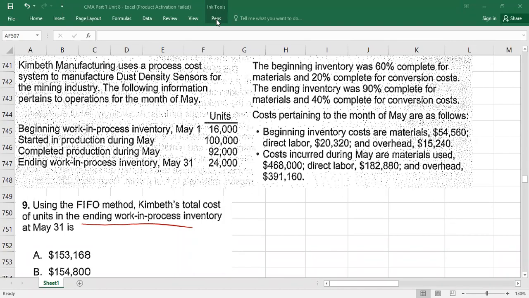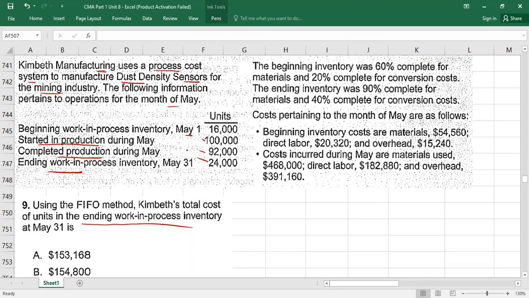We have a company, A Manufacturing, which uses a process cost system to manufacture dust density sensors for the mining industry. The following information pertains to operations for the month of May. What he told you? He told you we have a beginning work in process inventory on May 1. This is beginning units. We have started in production during May. These are units started. Completed production during May, how much? 92,000. And we have ending work in process, how much?